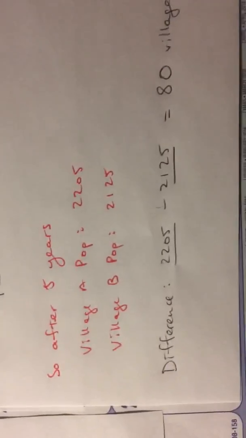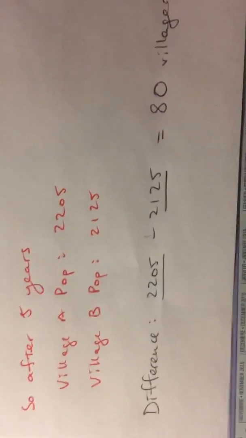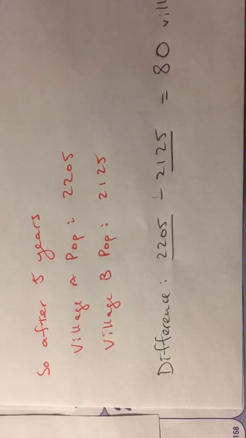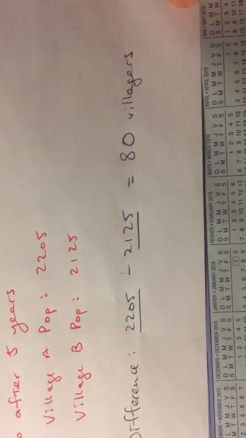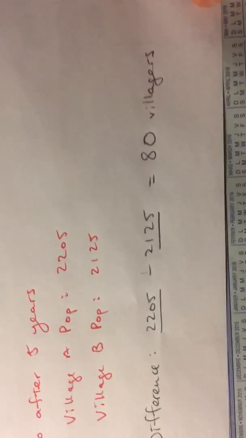Okay, great. So now we have a population of the first village, 2,205 villagers, after 5 years. Village B, 2,125 villagers. Take the difference, 80 villagers. That's the solution to this problem.